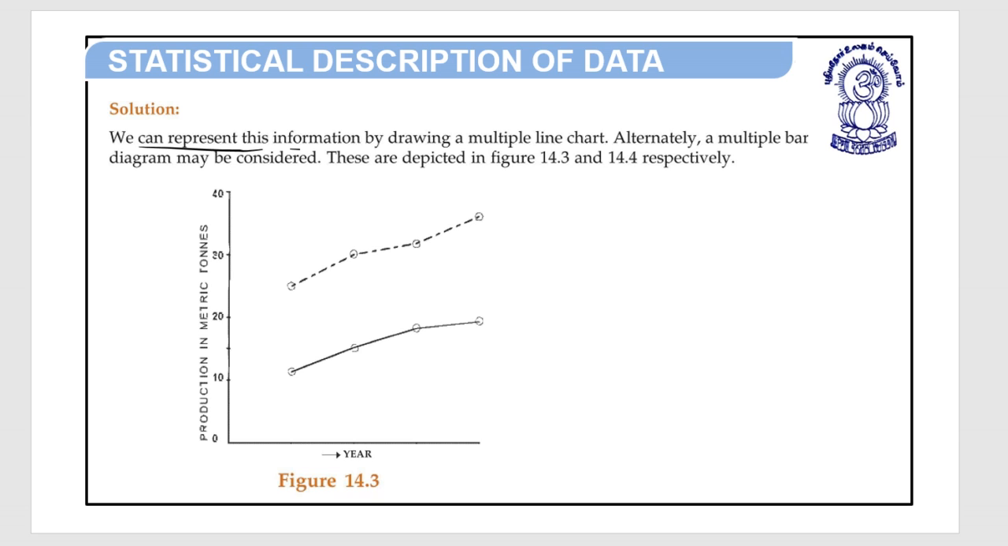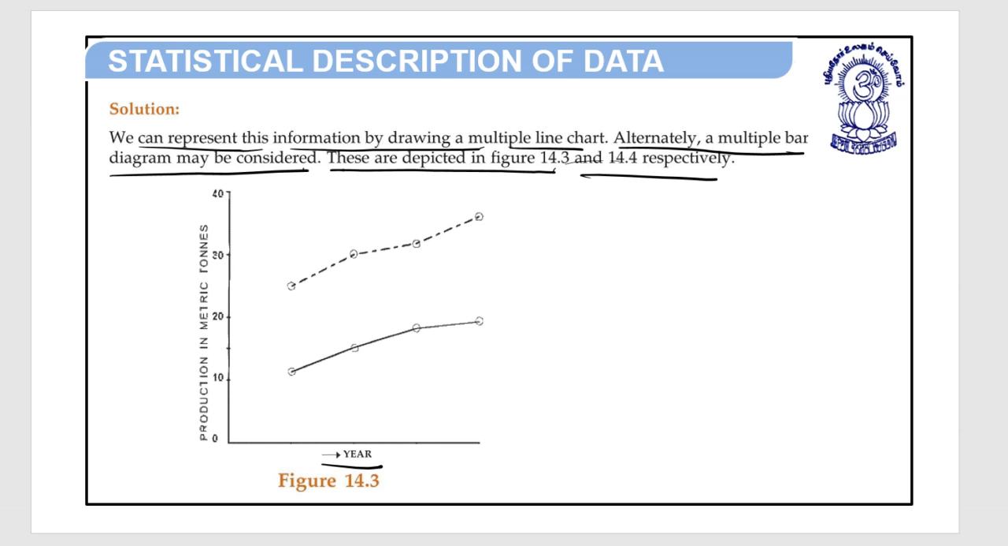Solution. We can represent this information by drawing a multiple line chart. Alternatively, a multiple bar diagram may be considered. These are depicted in figure 14.3 and 14.4 respectively. Production in metric tons on the y-axis, year on the x-axis.